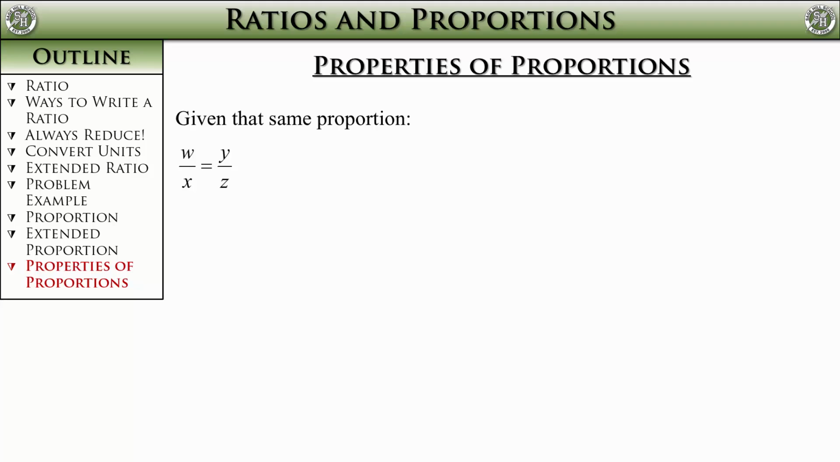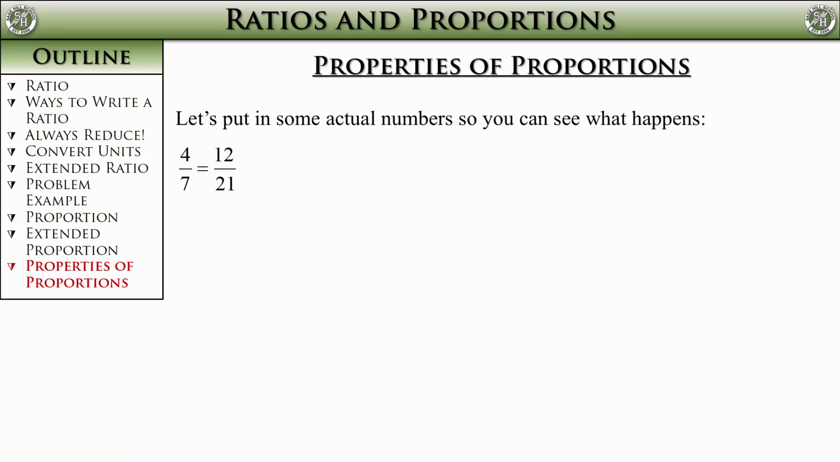Let's start with the same generalized proportion. The second property of proportions we are covering is that you are allowed to flip the fractions upside down. Let's put in some actual numbers so you can see what happened. Instead of my proportion with variables as terms, here I have filled it in with some numbers. You should be able to quickly see that the proportion is true. Both sides of the equation reduce down to 4/7.